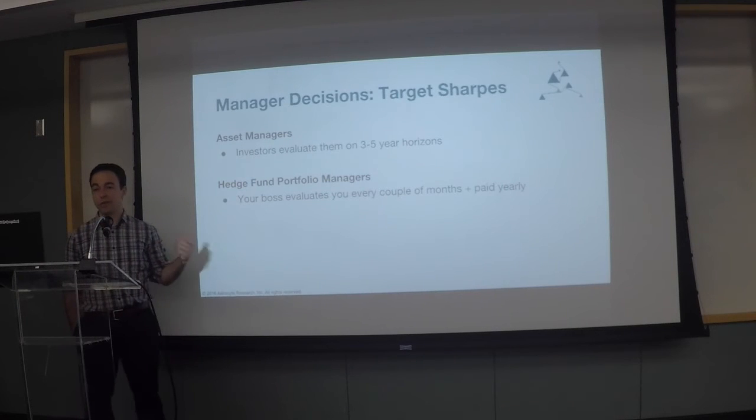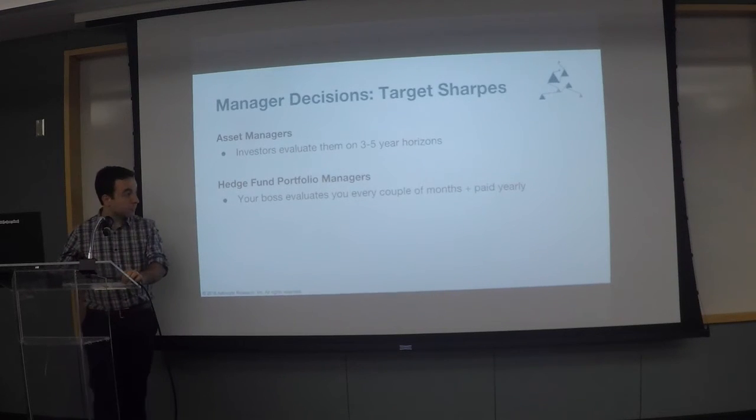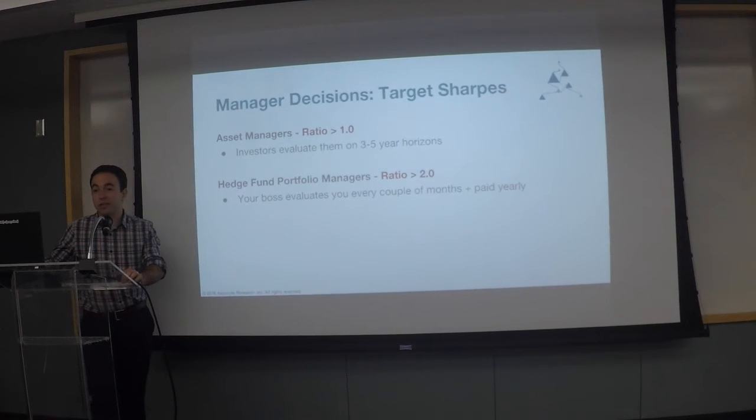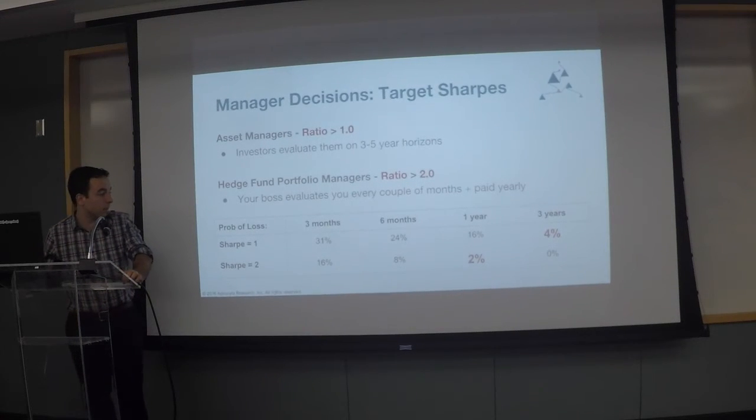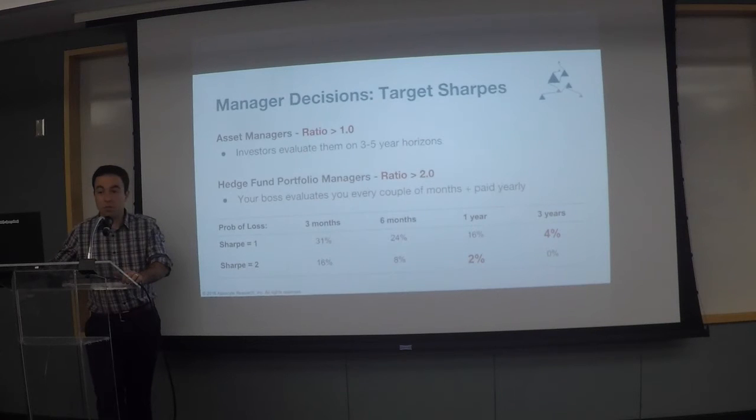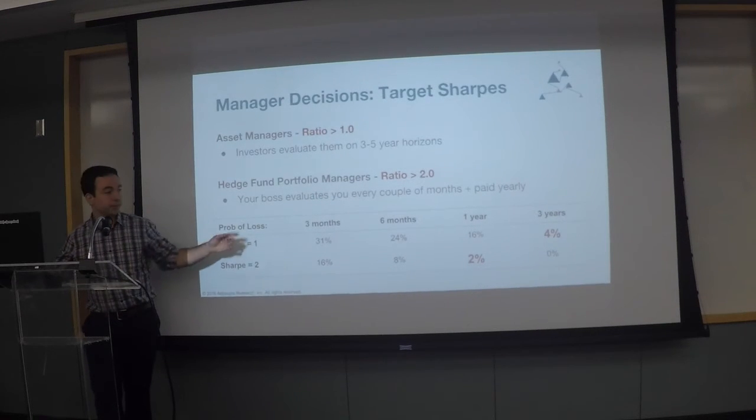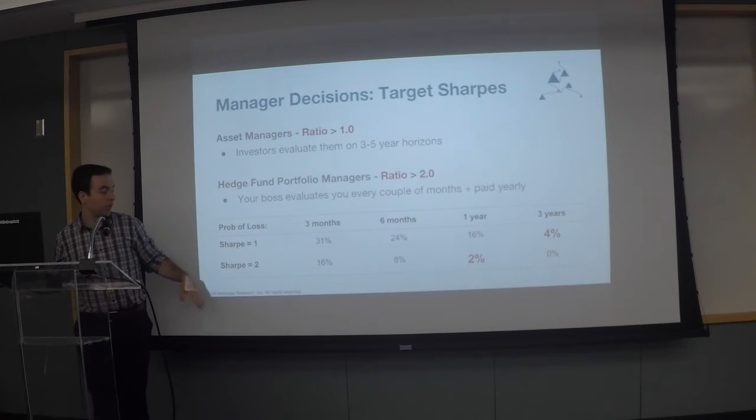If you work for a hedge fund, your boss is talking to you every couple months, and definitely every year you get paid. So you better make money every year. To do that, you need a Sharpe ratio of at least 1 for an asset manager, and for a hedge fund, it should be over 2. The reason for that is simply the statistics of it. A Sharpe ratio of 1 will make you money in all but 4% of years after 3 years.